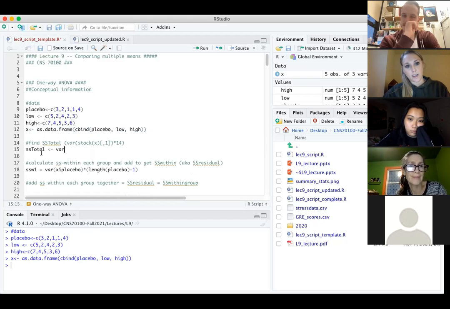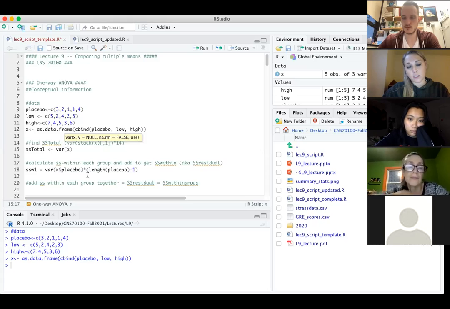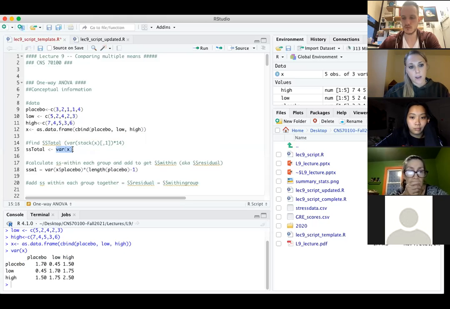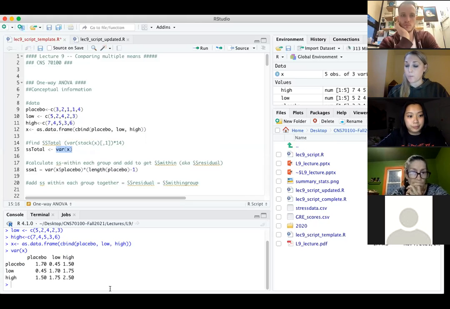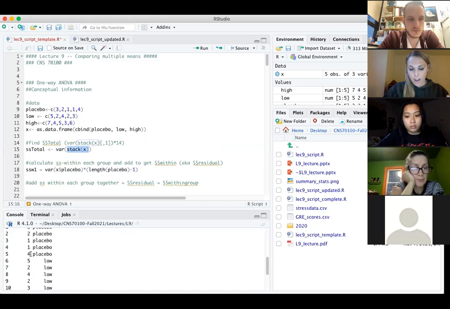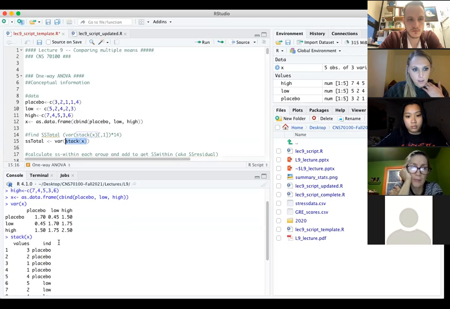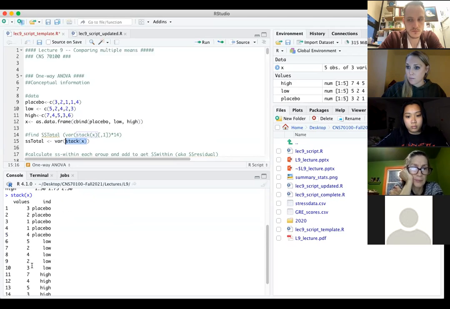So if you take the variance of X, there's one problem here. If I just take the variance of X this way, look what happens. I get 3 different variances, which is great if I wanted the variance of each individual group. But for sums of squares total, remember, I want all the data points. I don't want to think about the group. So I'm going to use a function in R called stack. This just puts all of your data into a column. I'm going to see if I can make this bigger so you guys can see. So stack just puts everything into this column.